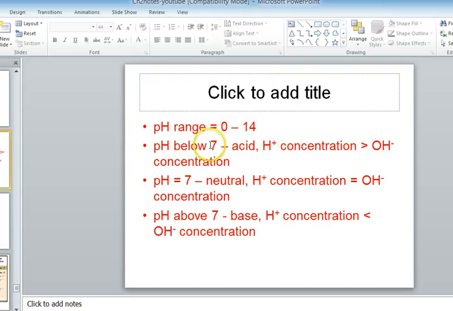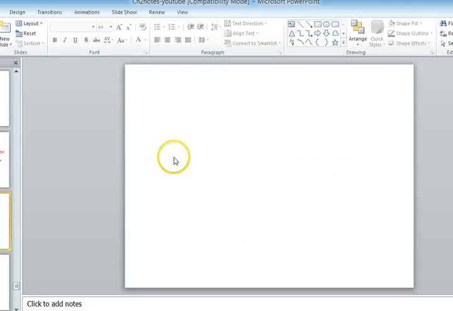If we have a pH below 7, it's an acid, and we have more hydrogen ions than hydroxides. If we have a pH equal to 7, it's neutral, and the hydrogen ion concentration is equal to the hydroxide concentration. If we have pH above 7, that's a base, and the hydrogen ion concentration is less than the hydroxide concentration. Okay, so let's see if we can look at this using a little box diagram.